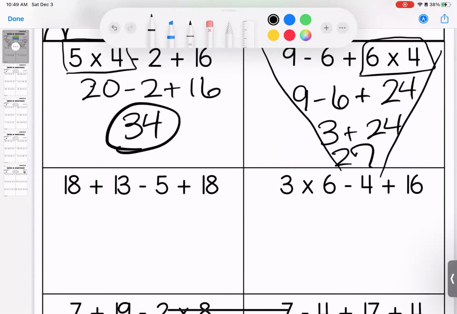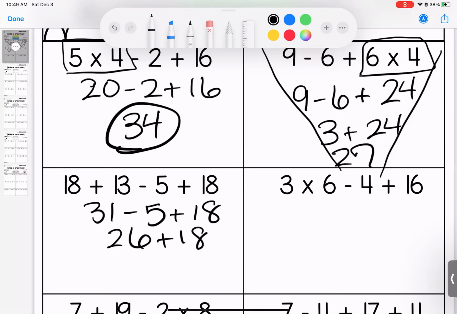For this one, we do not have any multiplication or division. So we're going to start front to back, adding and subtracting. 18 plus 13 is 31. Rewrite. 31 minus 5 is 26. Rewrite. 26 plus 18 is 44. 44 is my final answer.